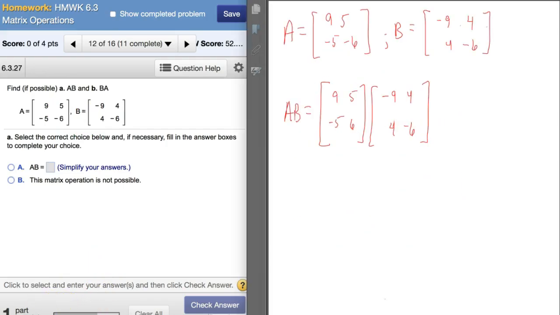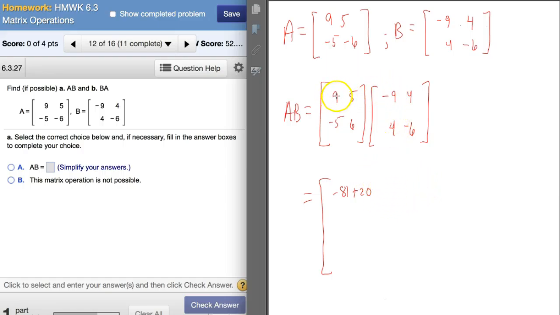All right, so we got everything set up here, and we have our matrix A and our matrix B. Now if we're going to multiply them, remember we do row of first by column of second. So here, we're first going to multiply 9 times a negative 9, which will give us negative 81, plus 5 times 4, which gives us 20. So that's what goes into the first part.